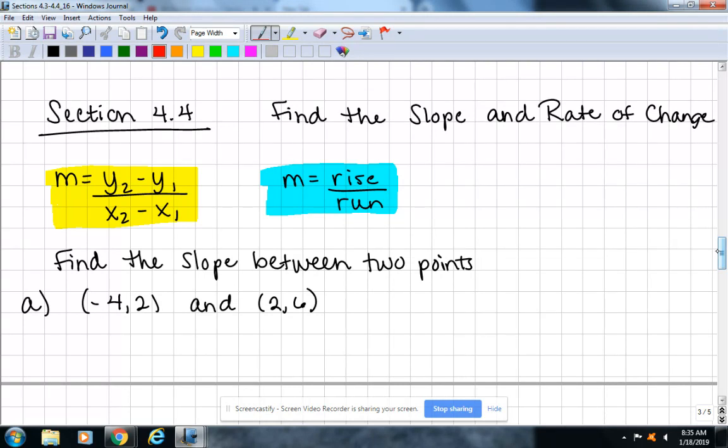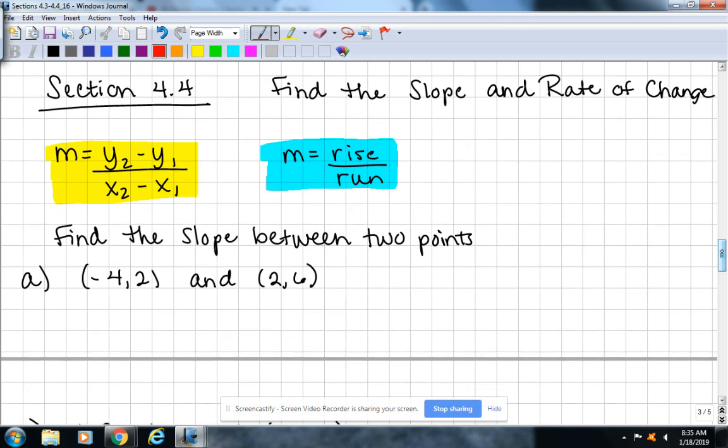Okay? So we're going to practice using these formulas to find the slope of the line, which is how steep the line is. Okay? So they gave me two coordinates on number 1. The point's -4, and the point 2,6. And they want us to find the slope of that line. So we're going to use m equals y2 minus y1 over x2 minus x1. And yes, you will need to have that memorized by Wednesday for your quiz.